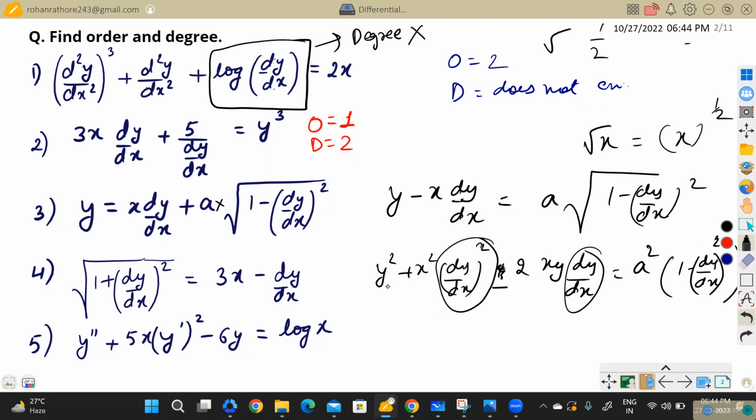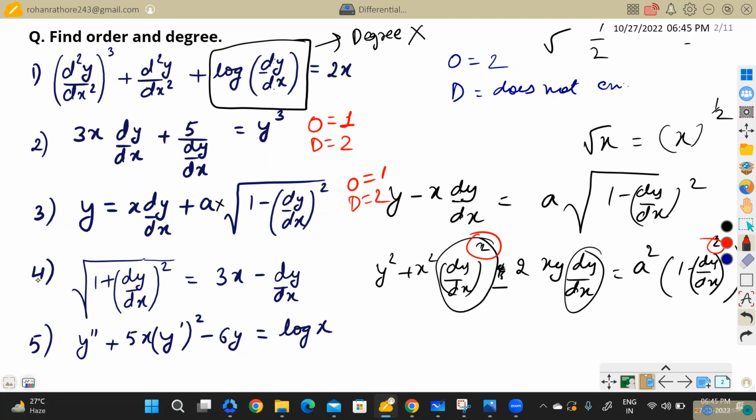So now we can check for order and degree. So what is the order? Order is 1 and degree is 2. Right, so degree is here 2. Here also we have degree 2, so we can take degree 2. So similarly this one can be done.